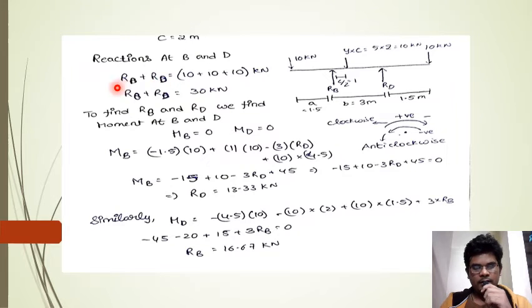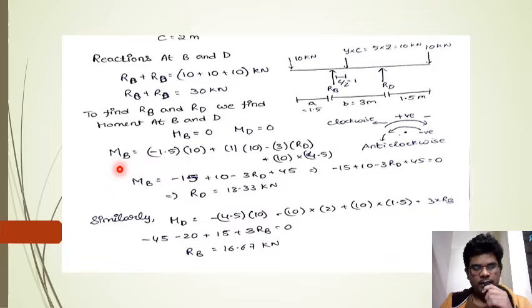As you can see, now RA plus RD gives rise to 10 plus 10 plus 10, that is 30 kilonewton. And to find RB and RD, we are going to find the moment at B and D. Now the moment at B and moment at D will be 0. As we are taking the moment at B, the moment at B will be 0, and while taking at D, the moment at D will be 0.